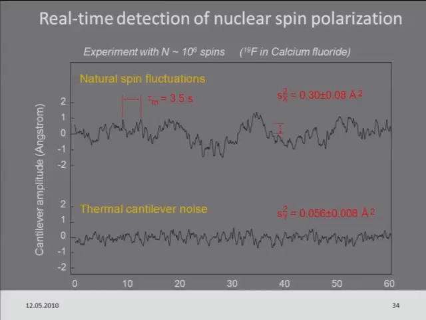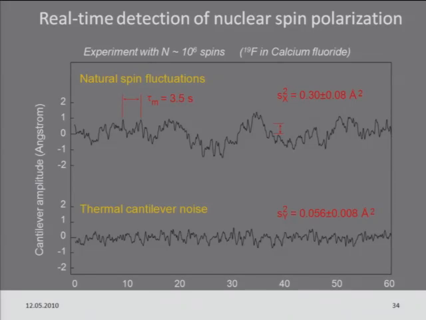So now again, we're plotting the amplitude of oscillation of the cantilever as a function of time. This time it's measured. You can see there's some correlation time, and you can see it has some amplitude, which is going to correspond to the square root of the number of spins in the sample. This is what you see when you're on resonance and you're flipping the spins.